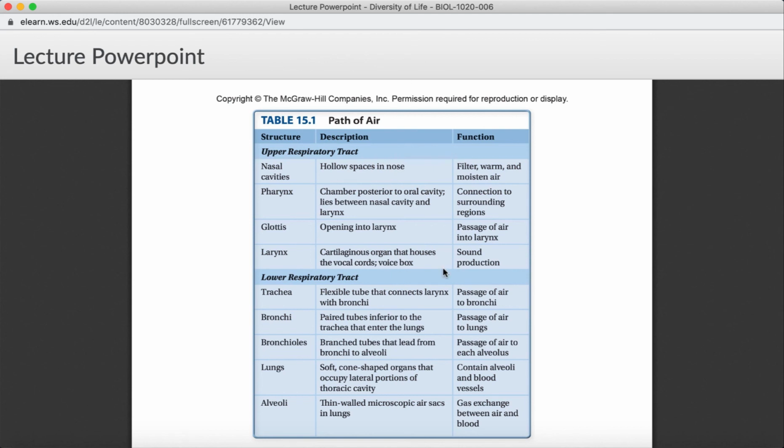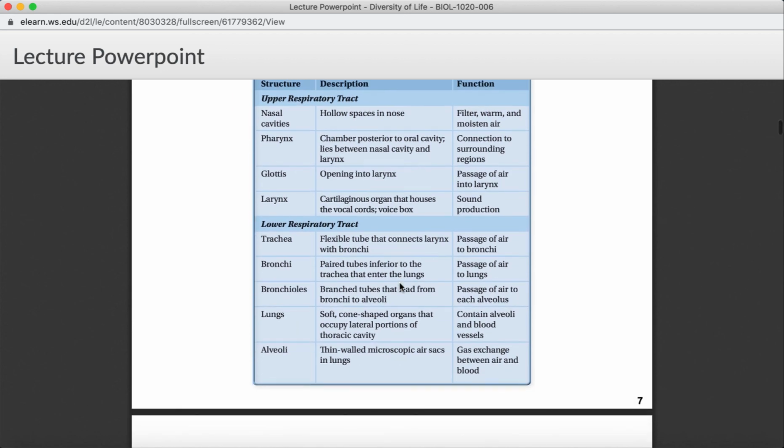I would know this table. Don't dwell too much on memorizing every little bit about it, but if you have a general idea of what these things are and what they do, that will be very useful.